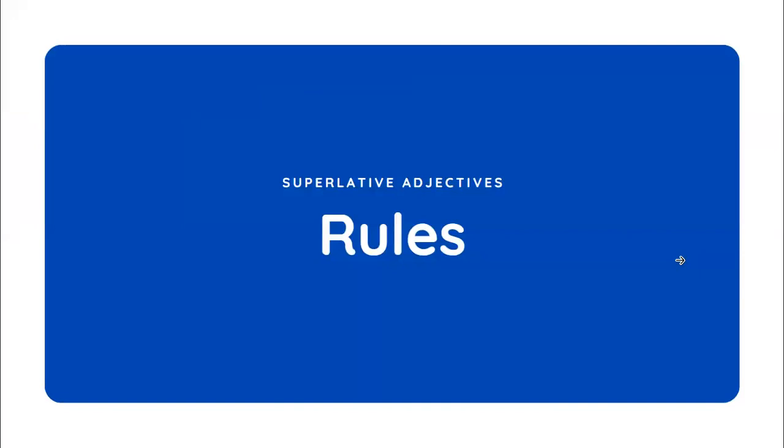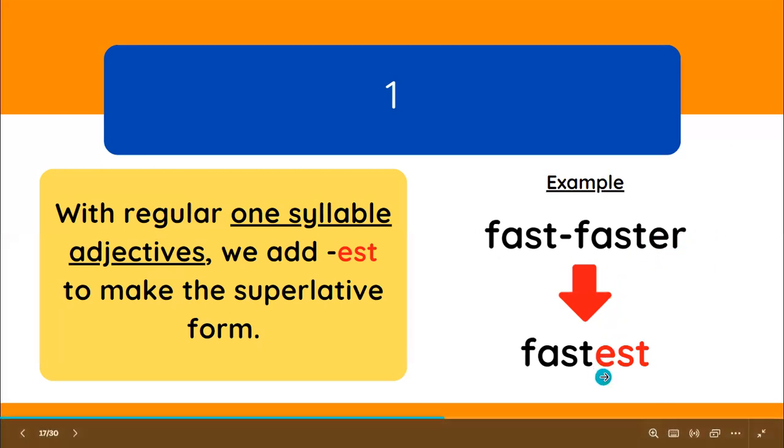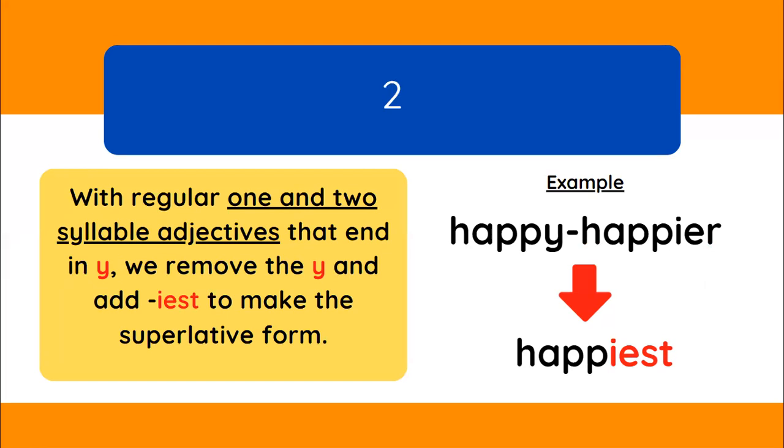And we have some rules too. Angie, help me with this, please. With regular one-syllable adjectives, we add est to make the superlative form. Thank you so much. In the comparative form, don't forget we add just ER. With the superlative, we add est. All right, and Jamila, this one, please.